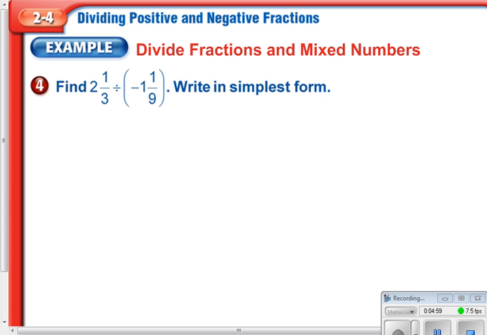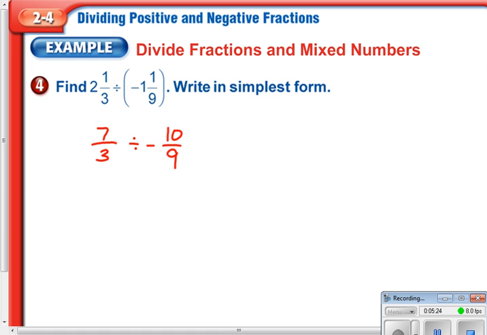Example 4, I want you to go ahead, write it down, 2 1/3 divided by negative 1 1/9. Pause the video right now and give it a shot on your own, and then when you finish, bring it back up and we'll work through it. So our first step, we should have converted our mixed numbers into improper fractions here. So we should have 7/3 divided by negative 10/9.